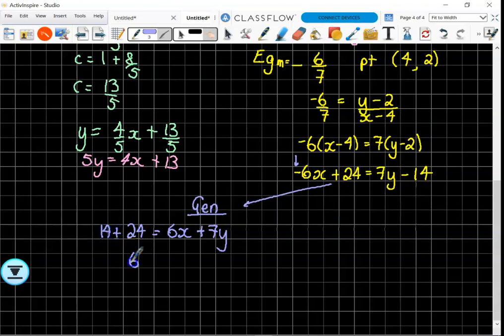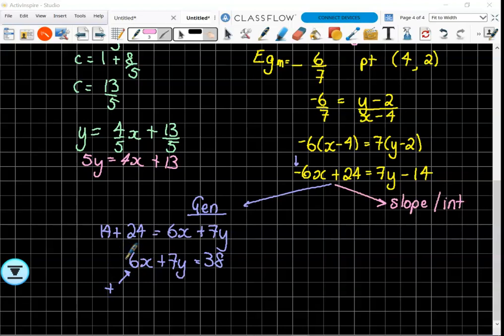So you can now write this as 6x plus 7y equals 38. You could write it like that. You could have written 38 equals 6x plus 7y. You okay with that? But you cannot write it as minus 6x take 7y equals minus whatever. That's no good. This must be positive. So that's done and dusted in general form.